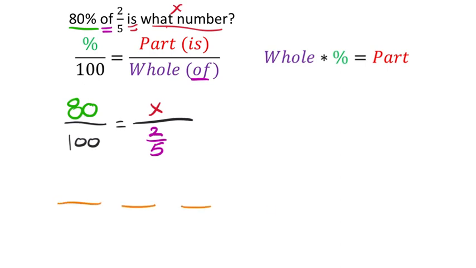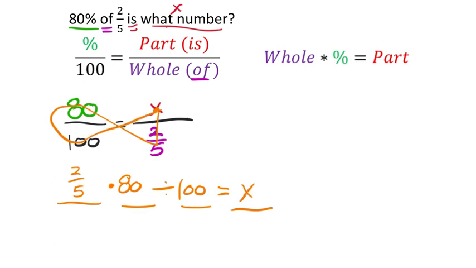So we got the 4 values, which we're going to plug in, multiply, divide, and equals. So I'm going to make the fish. I'll start with the X. I'll go down to the 2/5, so that's my first value, 2/5 times. We'll cross up to the 80, swing it back down to 100, we'll divide by that, and then we will end at X. And this will tell us what 80% of 2/5 is.